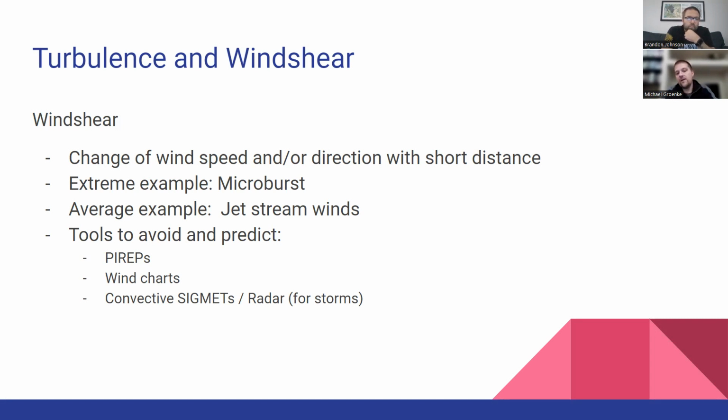I threw on there also convective sigmets and radar. That's more to go along with what we just talked about, microbursts. We talked about convective sigmets and storms last time, so I won't go into that too much right now, but primarily because of microbursts or a gust front associated with a thunderstorm, those are definitely a source of what could be a lot of wind shear and turbulence. So if you're going into a convective sigmet or you're flying into what's obviously a storm on radar, that's definitely an area where there's a strong possibility of that occurring.